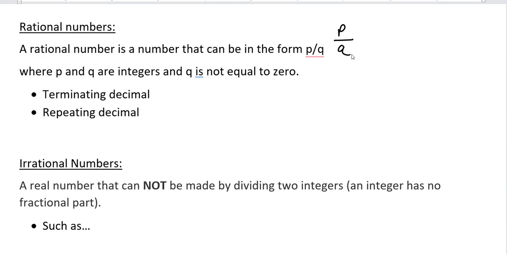In rational numbers, we're going to have things called terminating decimals and repeating decimals. A terminating decimal is something like 0.2. Notice it doesn't go any further than that.